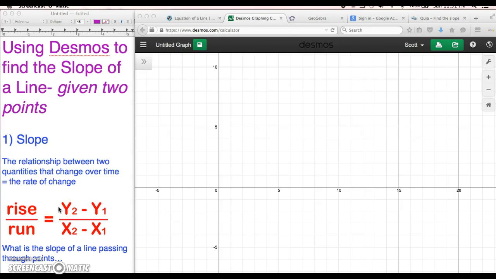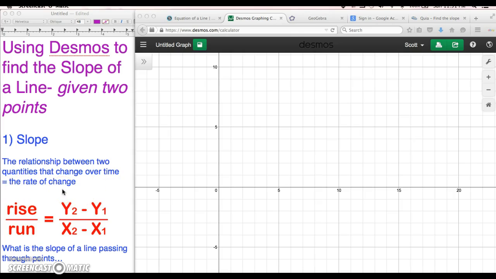We're going to use Desmos, which is under your Schoology account, to find the slope of a line if we're given 2 points. Now the slope can be defined as the relationship between two quantities that change over time, or in other words, the rate of change.